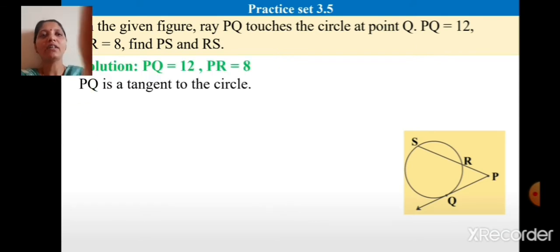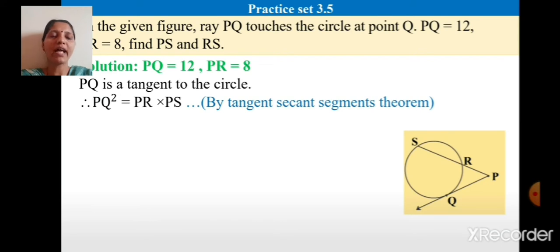So let's start with the solution. First you have to write what is given to you, that is PQ is given as 12 and PR is given as 8. So we will write here PQ is a tangent to the circle. So by the tangent secant segment theorem, we have here SR as a secant and PQ as tangent. So we can use the tangent secant segments theorem. So you will get PQ square is equal to PR into PS.